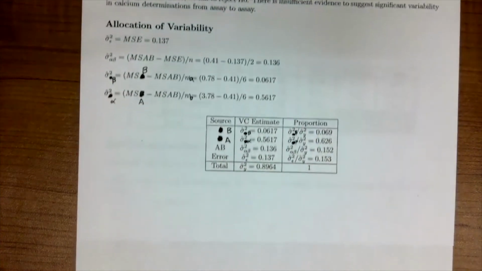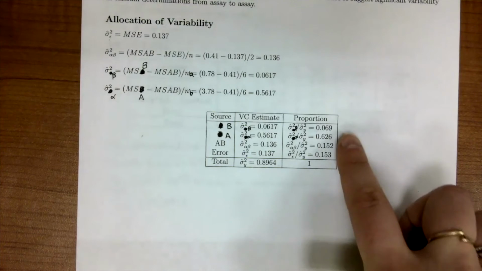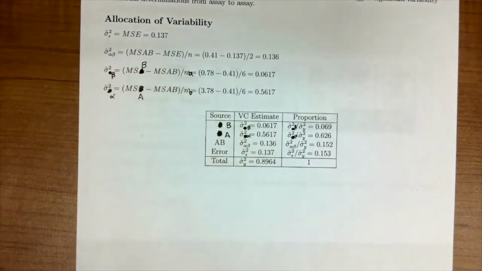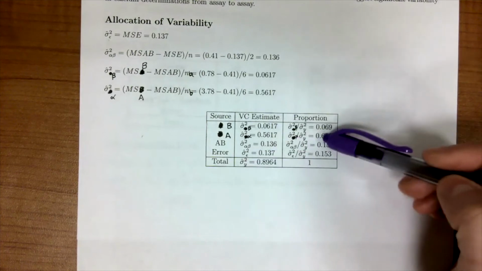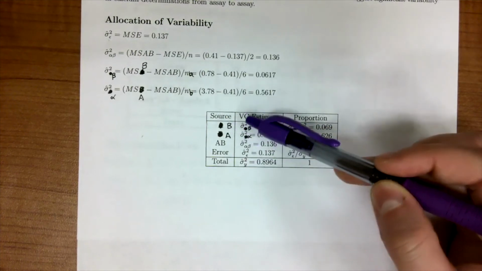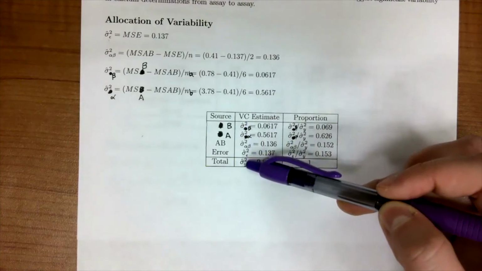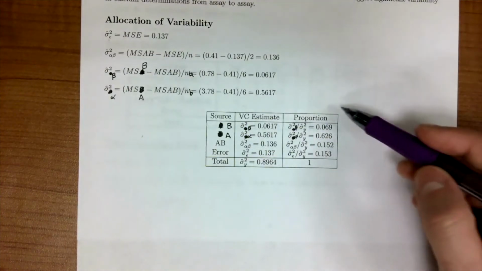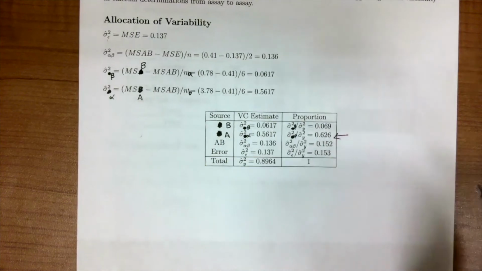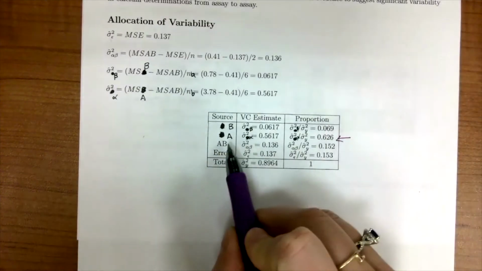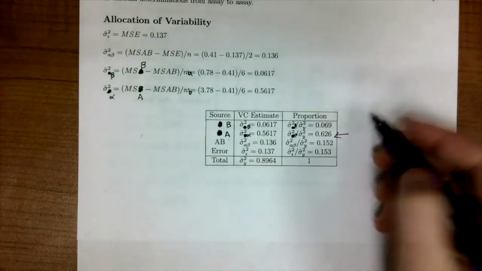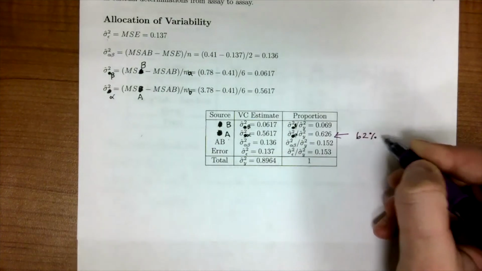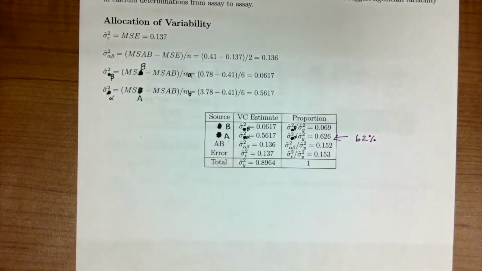Something else that we might want to be interested in is looking at the proportion of variability from each of these components. How we do that is we first have to calculate them, and then we can sum them, and the proportion is just the sigma of B divided by the sigma of Y. What we see from here is that our proportion for our A, which is our lab, is the largest. If we multiply it by 100, it's about 62% of our variability comes from our lab.